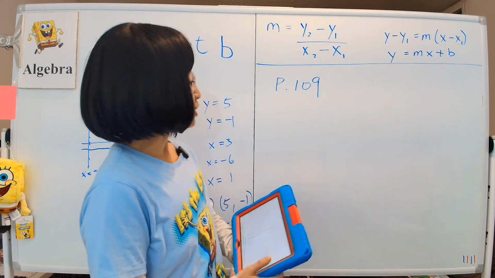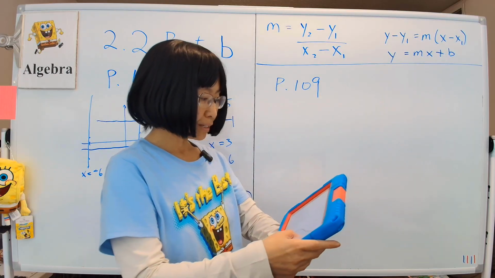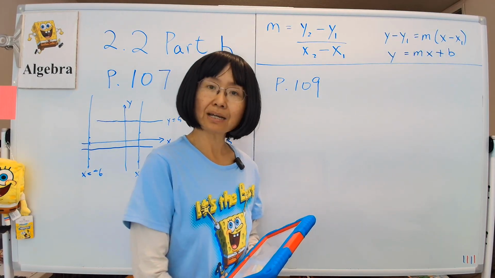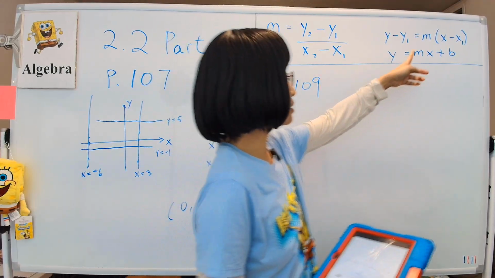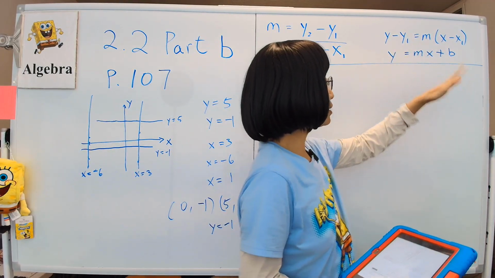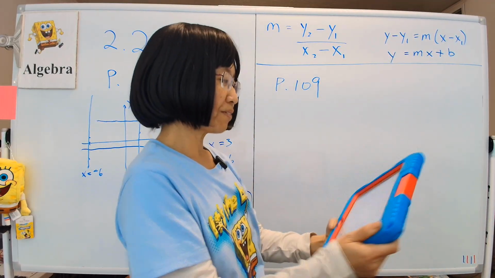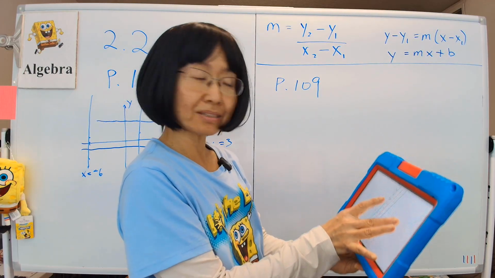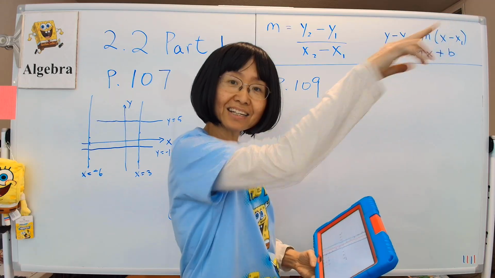Now next, let's look at page 109, where we consider parallel and perpendicular lines. Now parallel lines are lines with the same slope. That is, m is the same value. Everything else can be different, but m is the same value, so that they all go the same direction, which means they're never going to intersect. Okay, they're going exactly the same way.